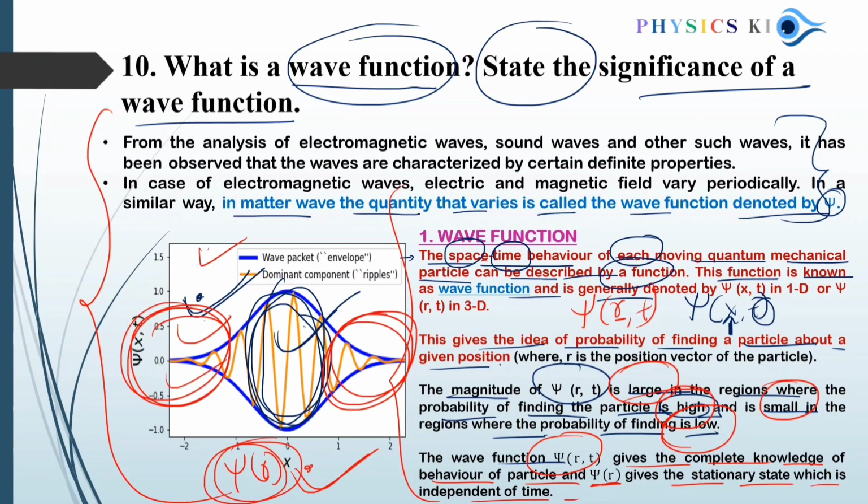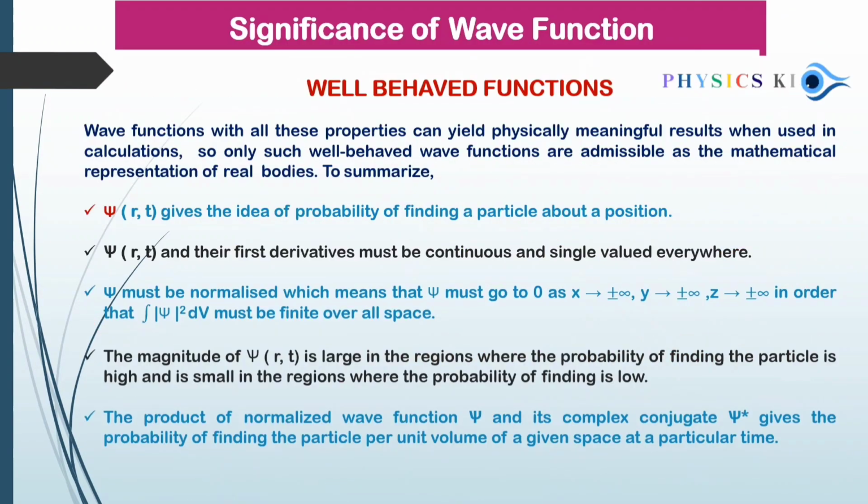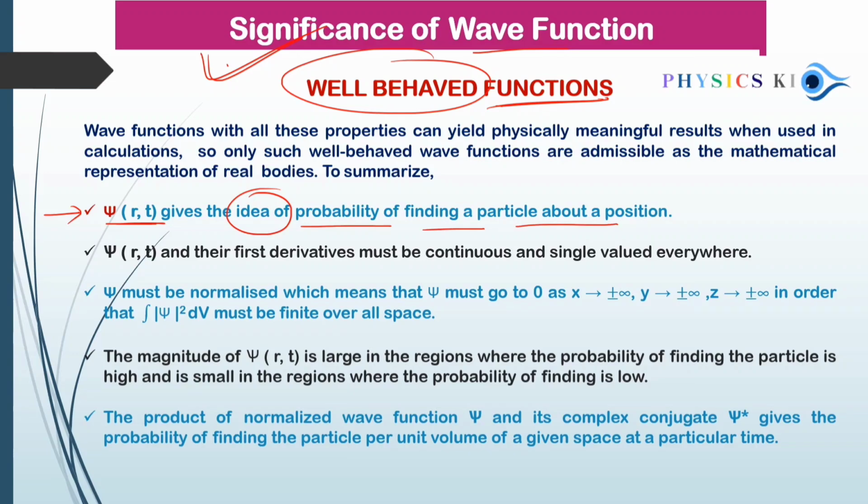And at the end, what do we have to write? State the significance. So write down 5 significances of the wave function, which is a well behaved function. Your first answer is psi of r, t gives the idea of the probability of finding the particle about a position. Second, psi of r, t and its first derivatives must be continuous and single valued everywhere. That means only one value is possible at a particular space and time.